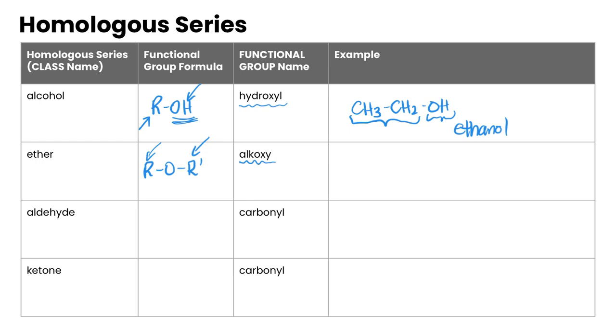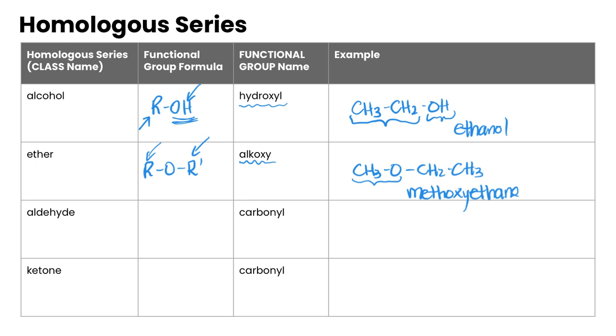An example here is methoxyethane. So the methoxy is coming from this part of the name, and then the ethane is our longest chain, and that is going to be our parent chain, so that's what we're naming it after. So this is methoxyethane. And we'll get into the naming of all of these compounds in a separate video.